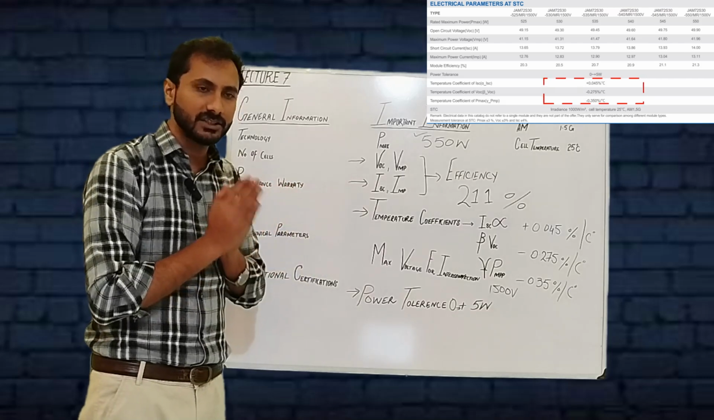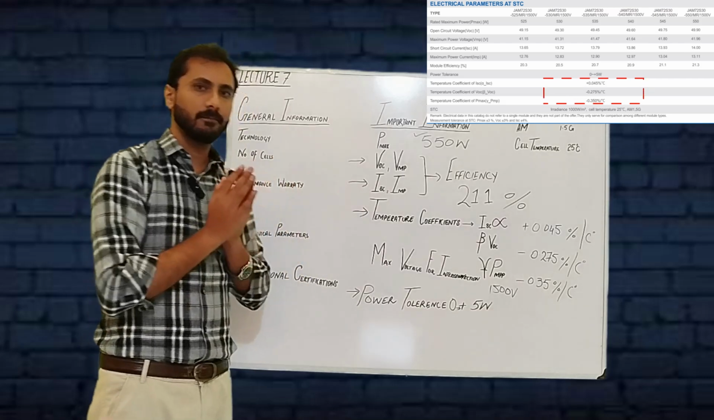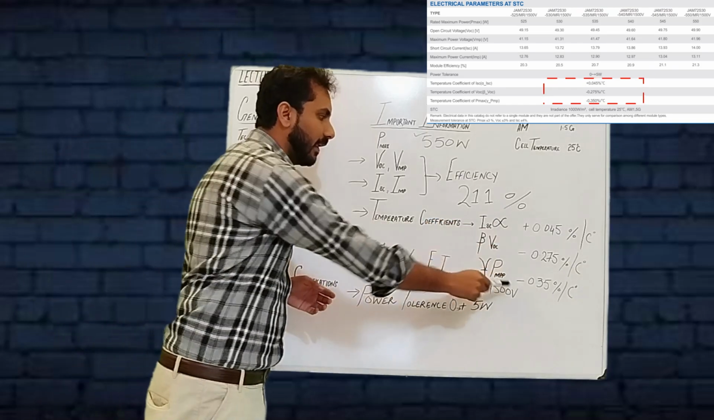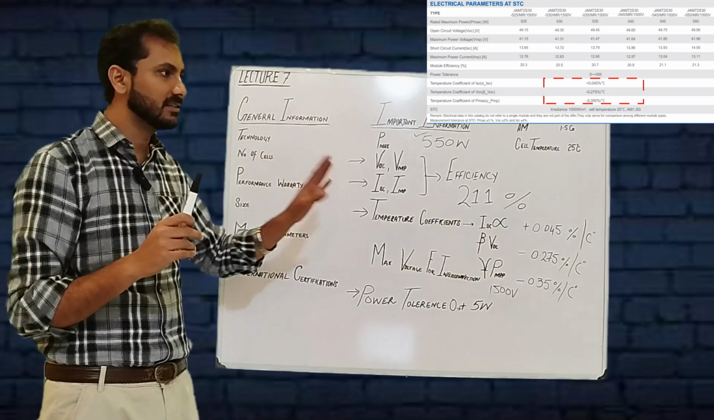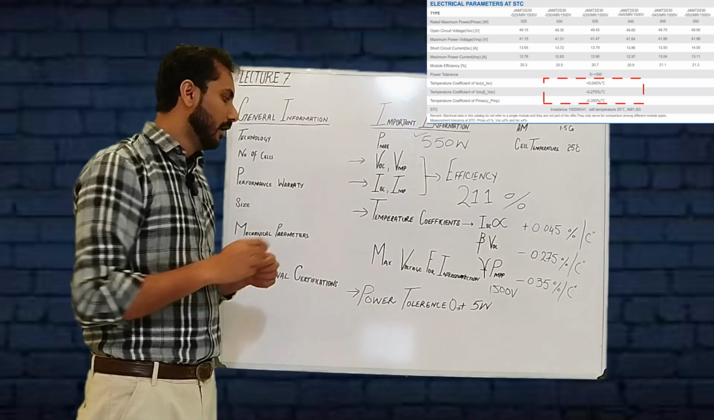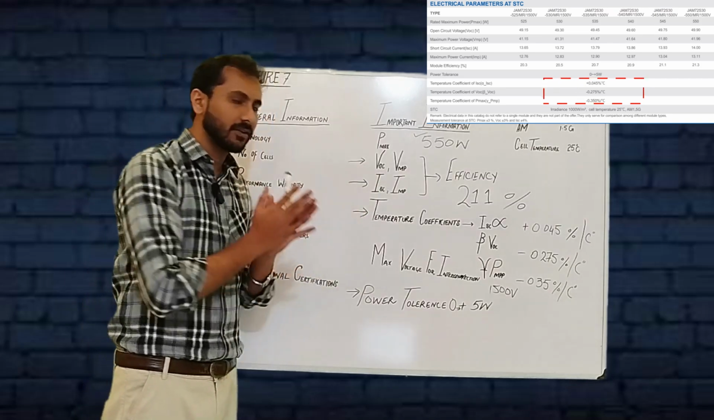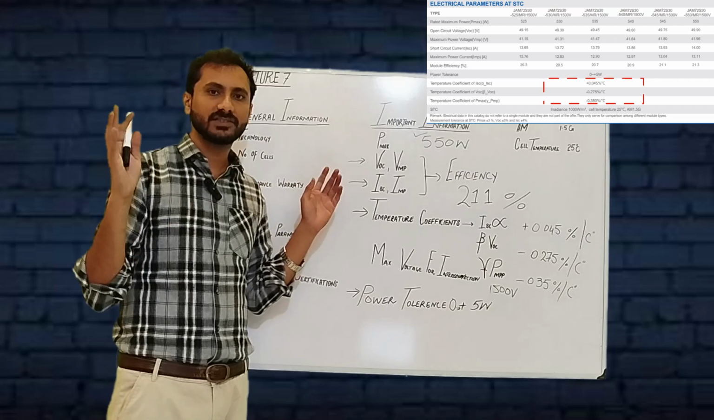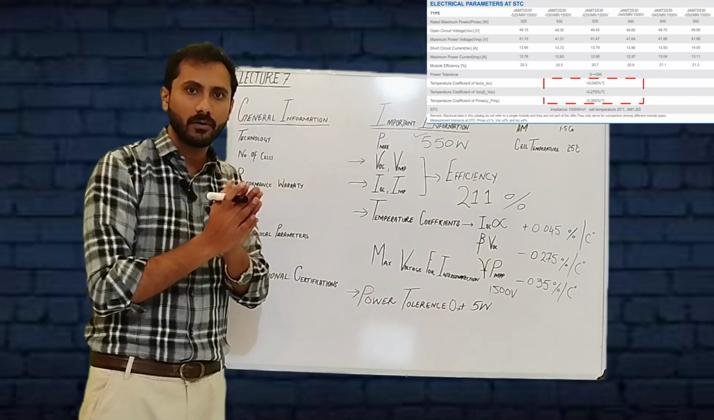The power will be changed by 0.35% per degree centigrade. These signs are very important. You don't need to forget them. These will be used in the calculations. Also, the maximum voltage for interconnection to make the maximum string length will be 1500 volts.